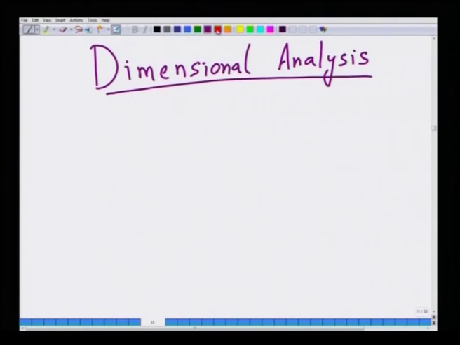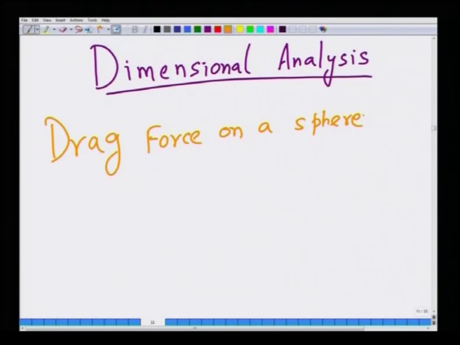The problem is drag force on a sphere. Imagine a sphere moving with a constant velocity. You have a sphere of radius r, a nice rigid sphere, and it is moving with a constant velocity u in a fluid, and the fluid has viscosity mu and density rho.